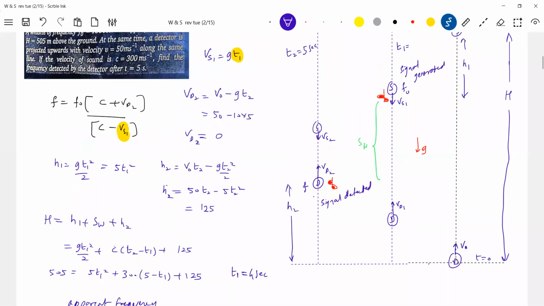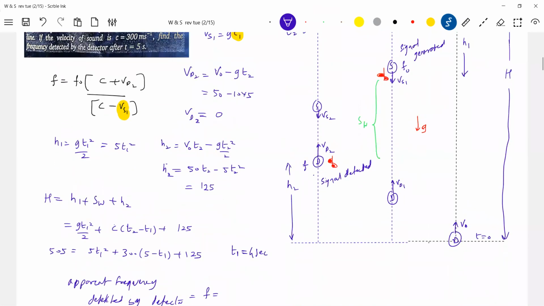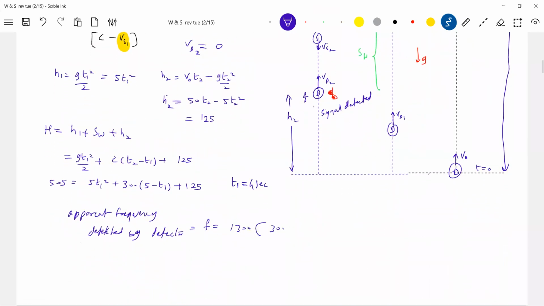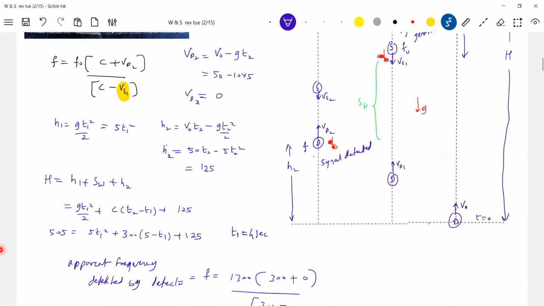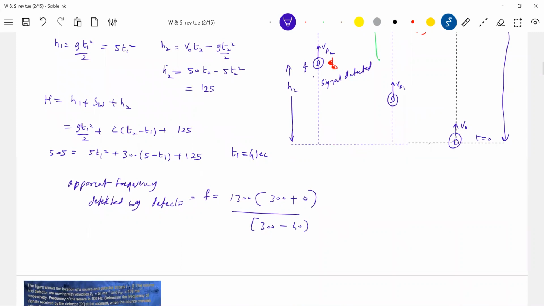If not, I think we have to substitute all the values. 1,300. VS1 will be 10 into 4, 40. 1,500 will come. Some mixed with the gravity idea.